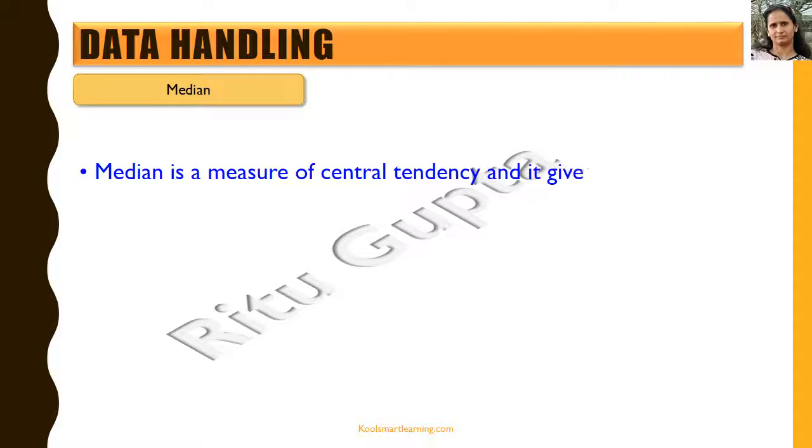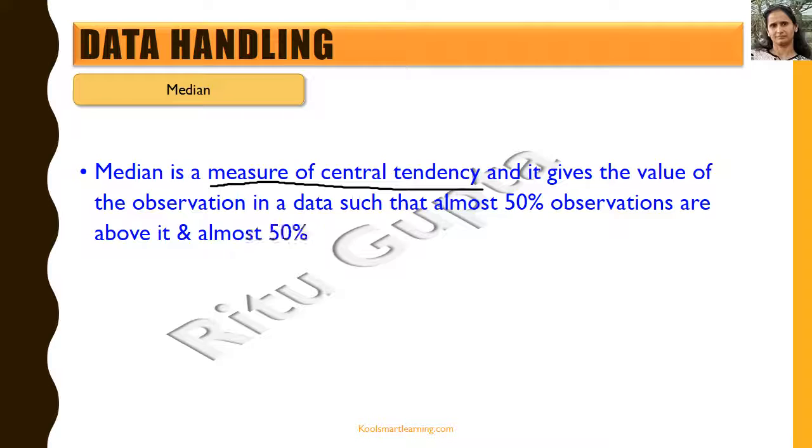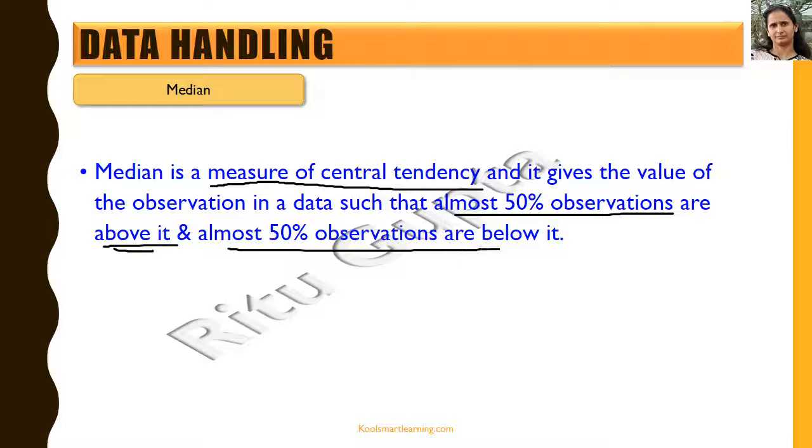Median actually gives us a measure of the central tendency. That means it gives us a value of the observation such that almost 50% of the observations are above it and 50% of the observations are below it. So that is why it is giving us a measure of the central tendency.